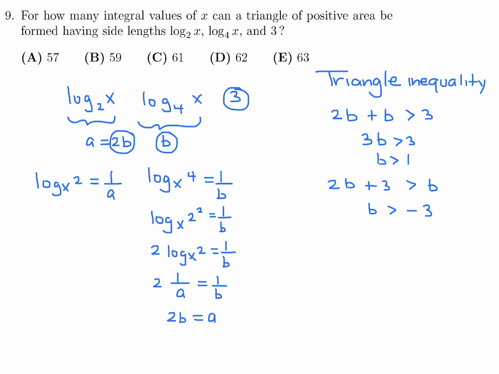And then the other way is to compare, what haven't I compared? 3 plus b is greater than 2b. Yeah. So that means that 3 is greater than b. So combining these, b is greater than 1 and less than 3. Okay. So that's b. We have to go back and see what is b. Well, b was this guy right here. So that means that the log of x to the base 4 is greater than 1 and less than 3.